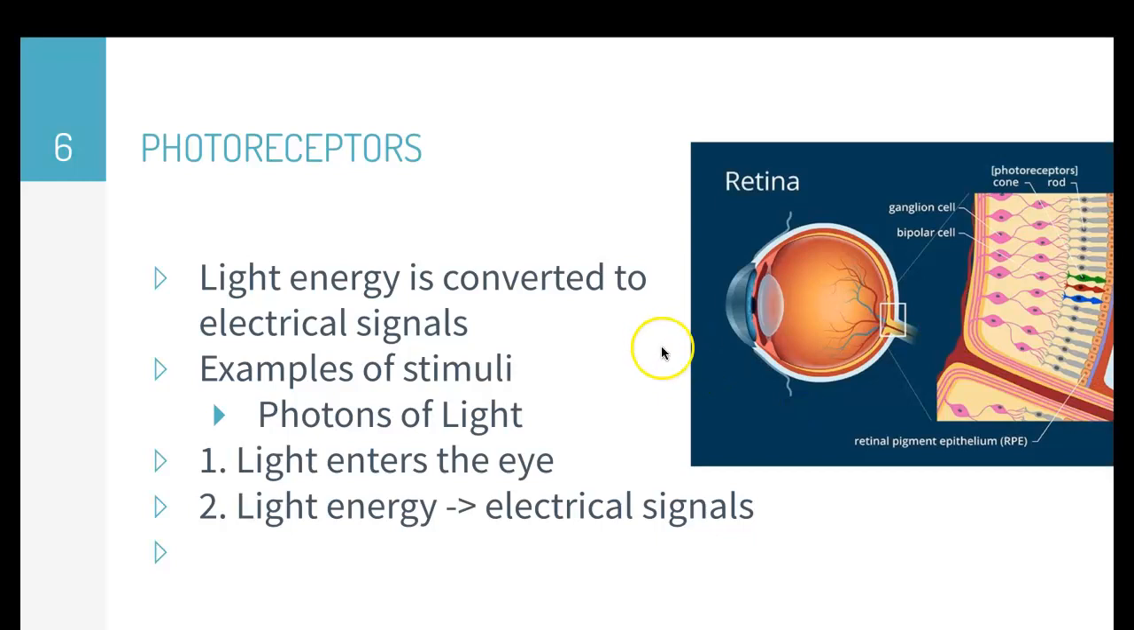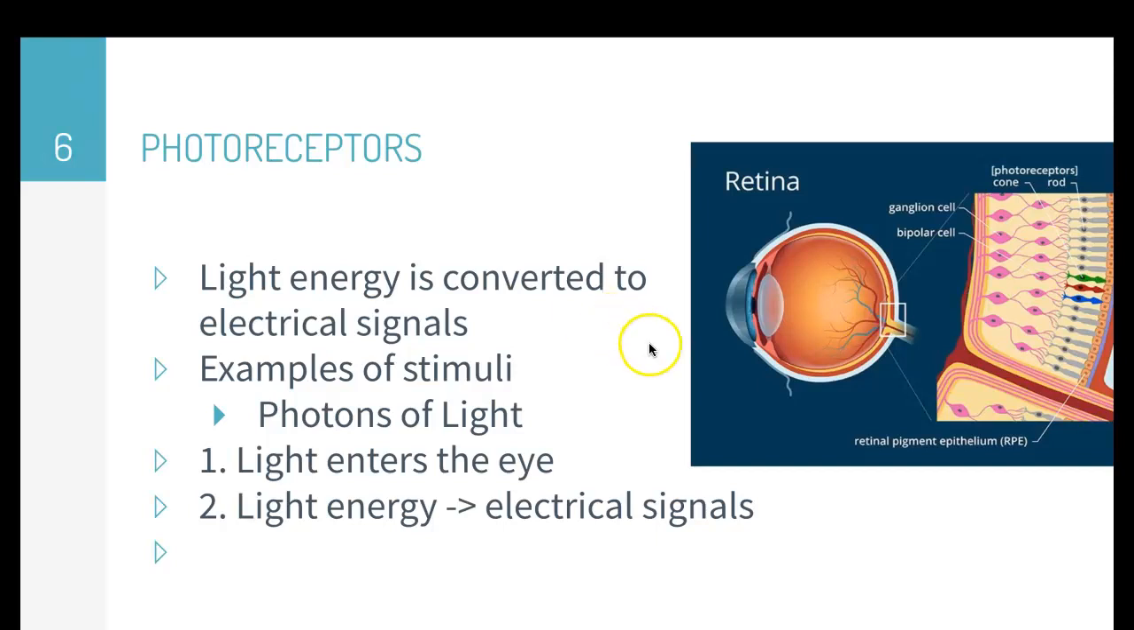Next, we have photoreceptors, and photoreceptors indicates light energy that is converted into electrical signals. Photoreceptors are sensory receptors that allow us to see and perceive light. Light is reflected from objects in our environment, and it translates to a mental image that makes up our vision. The process is again relatively simple.